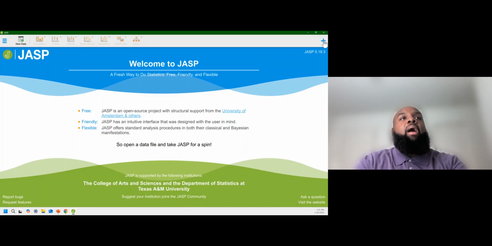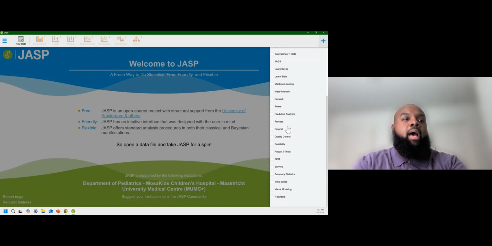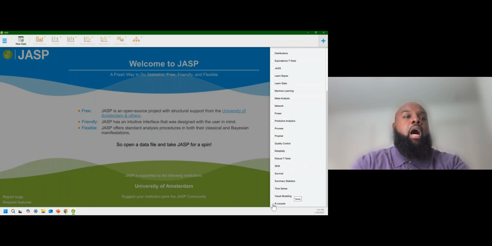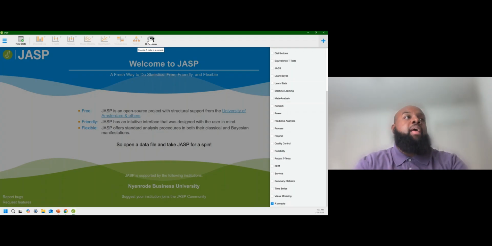In order to add a module, you go to this plus sign here, and I'm going to scroll down until I see right here at the bottom, R console. Notice it added this module here, and this module is different from the others. I know we added the reliability one before. I just took it away since I'm not using it. You could have kept that there.